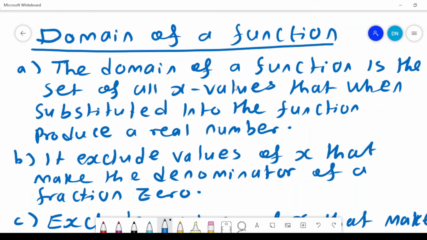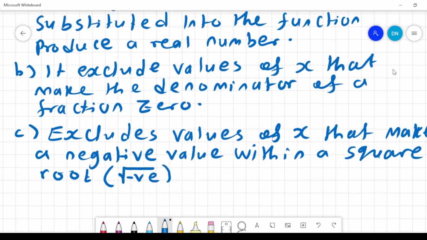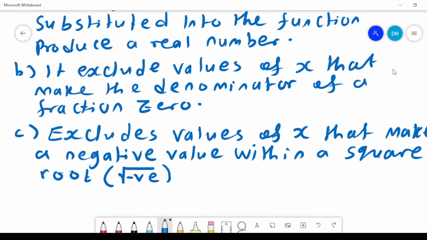The domain of a function is just the values of x that, when you substitute them into the function, give you a real number. But there are certain things that you need to observe. Two key things. The first is you do not want to have the denominator equal to 0. And the second condition, which is equally important, is that you do not want to get a square root of a negative number.